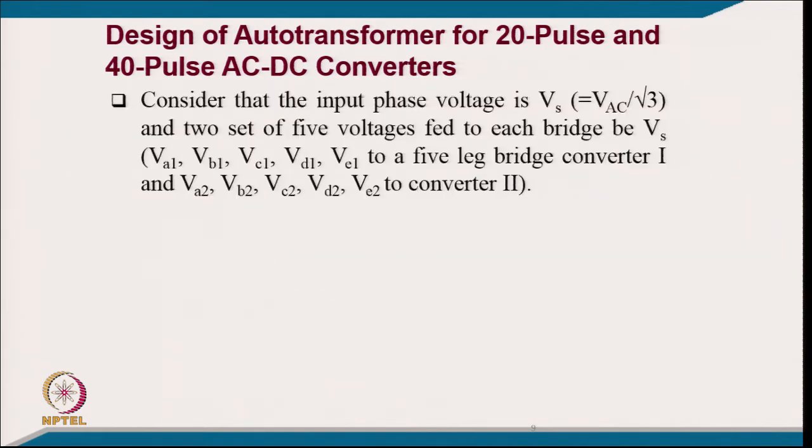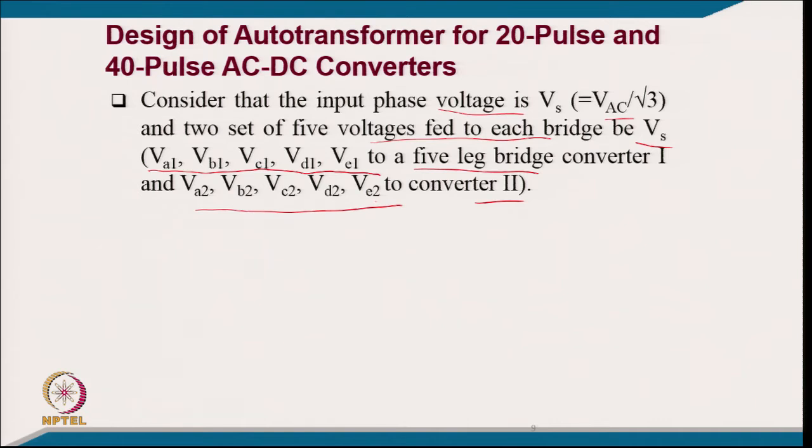So, coming to the design, considering that the input supply voltage is Vs equal to the line voltage divided by root 3, there are 2 sets of 5 voltages, one for each bridge: typically VA1, VB1, VC1, VD1 and V1 for converter 1. Another set is VA2, VB2, VC2, VD2 and V2 for converter 2. So, you can call this a 5 phase rectifier, not a 3 phase rectifier, because we are converting 3 phase to 5 phase.